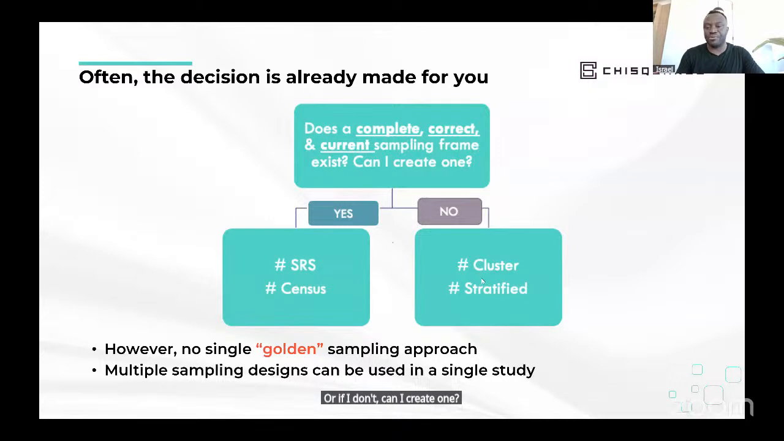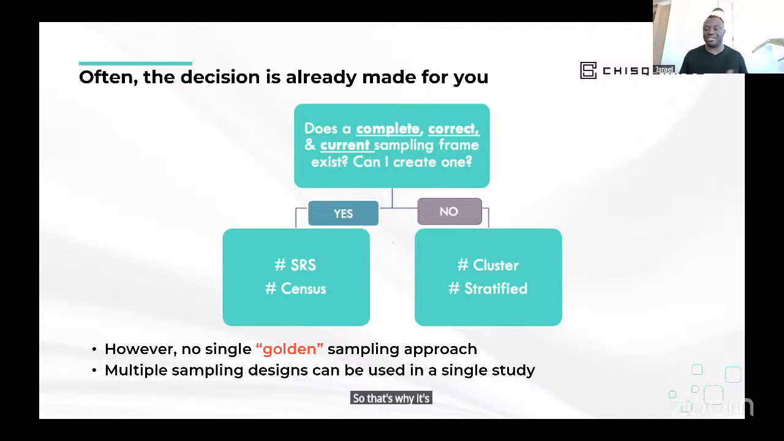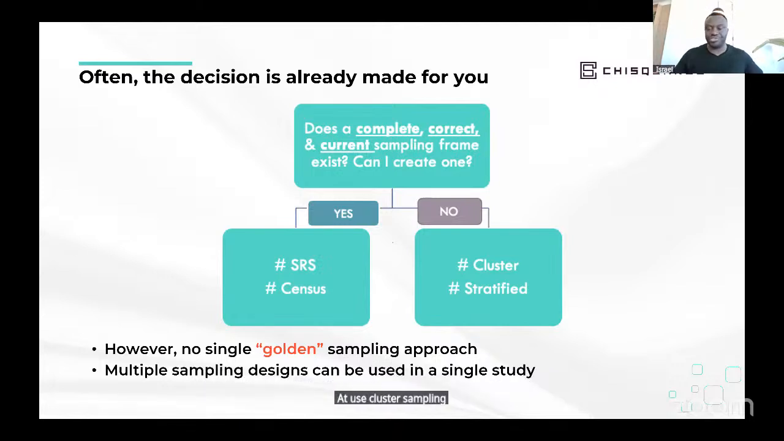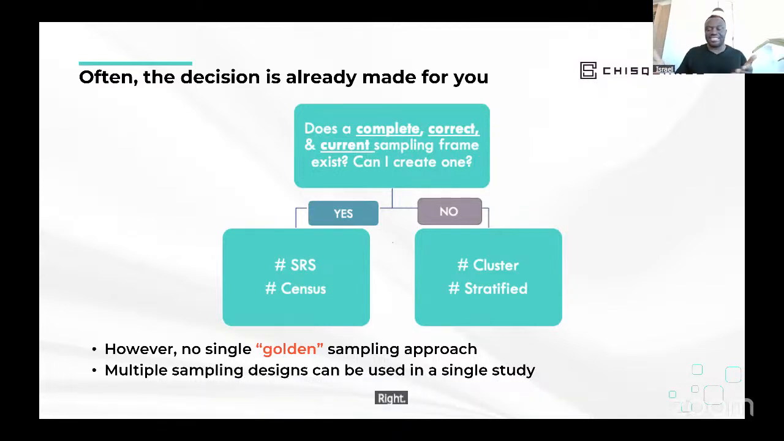If the answer is no, that means that you cannot use simple random sampling. You can only do simple random sampling when you have a sampling frame. So that's why it's called simple. It's simple because it's simple to execute, since we have a sampling frame. Once you don't have a sampling frame, that means that the gods of survey design have already made a choice for you. It means that the only options for you are to use cluster sampling, right? Or to use stratified sampling. And this is the reality when we do national surveys. We don't have a list of everybody who lives in that country, right? So what is the next thing available to us?